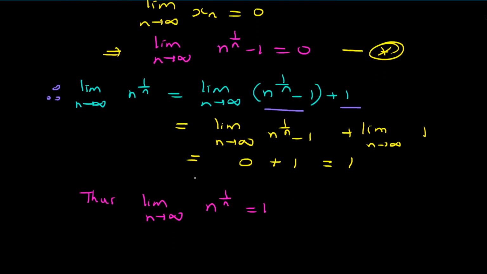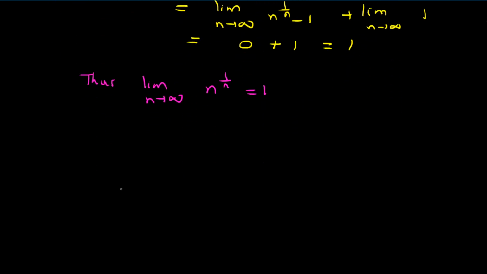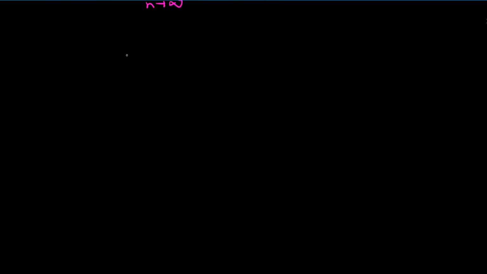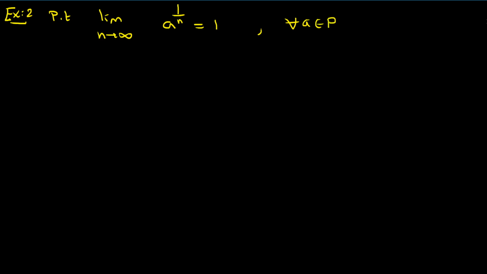Let us go to the second problem. Example 2. Prove that limit n tends to infinity a raised to 1 upon n is equal to 1 for every positive real number A, where A belongs to R plus, that is A is positive.